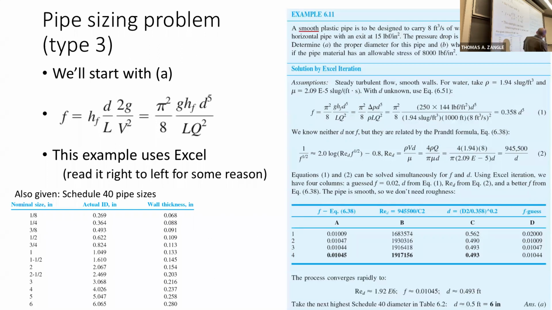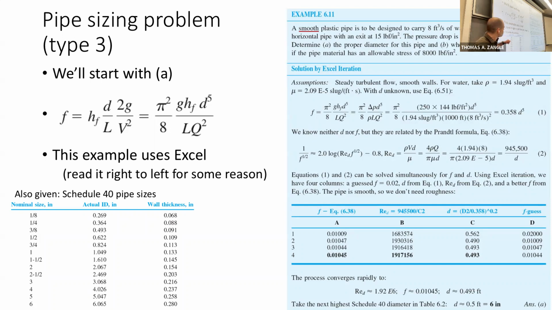Okay. So in this case, we converge on 0.493 feet, which is close to 6 inches, but not exactly 6 inches, right? But rather than tell our pipe supplier that we want a pipe of exactly 0.493 feet, which would be very, very expensive, we're going to go with a nominal 6-inch diameter pipe, basically just the next size up. So 6.065 inches is going to work here.